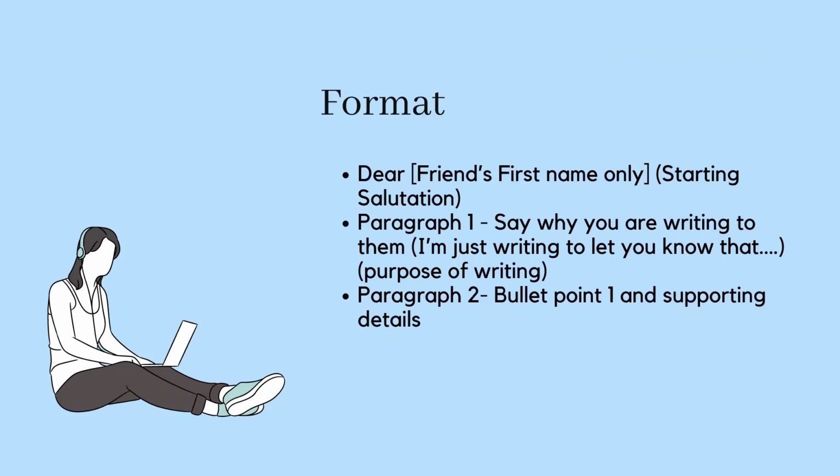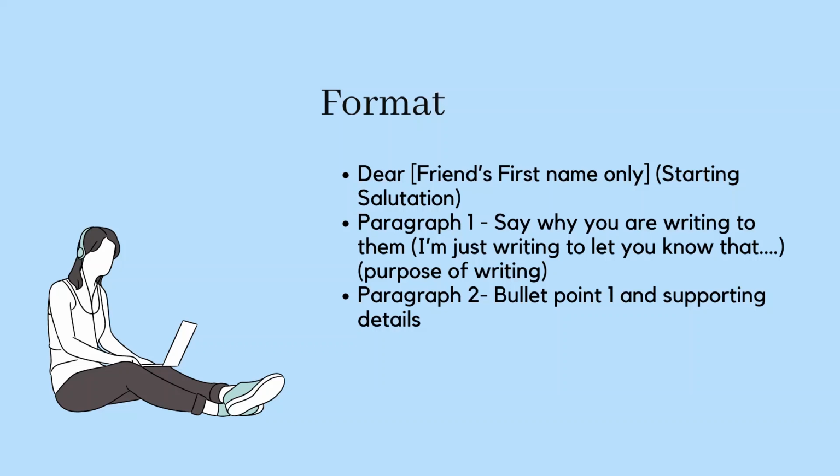Firstly, we will write the starting salutation. For an informal letter, the starting salutation will include Dear and the friend's first name only. After writing the starting salutation, you will leave one line. Then you will start paragraph number 1. In this paragraph, you will write the purpose of your writing. That is, you will say why you are writing to them. You can see the example of it in the parenthesis: I am writing to let you know that.